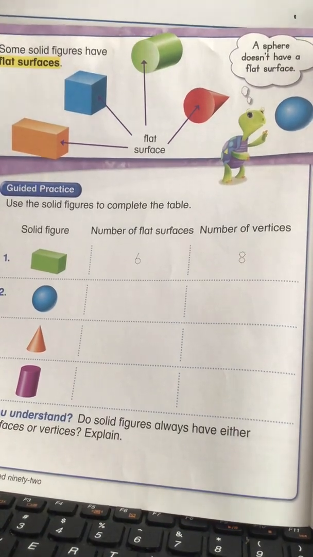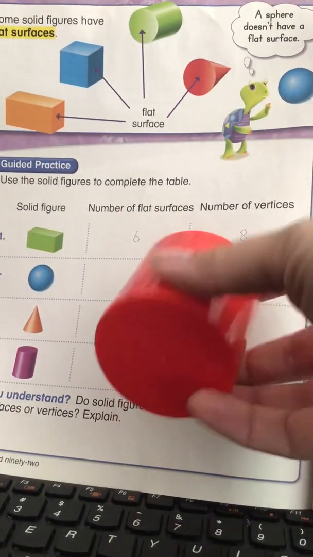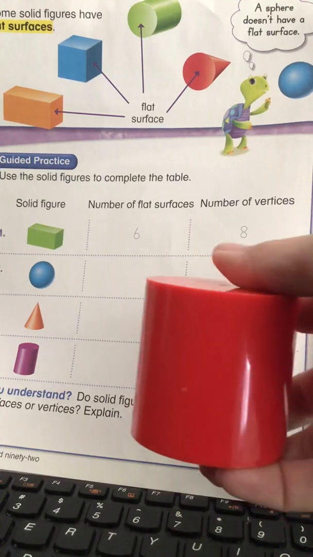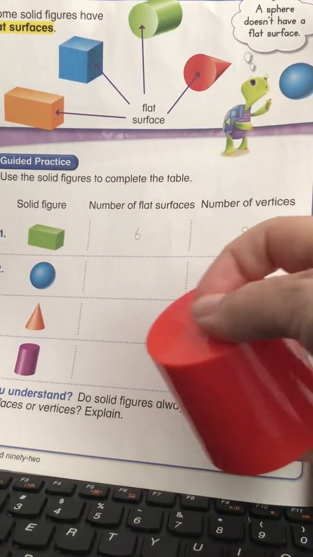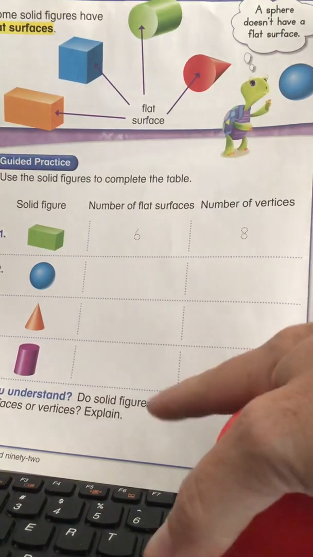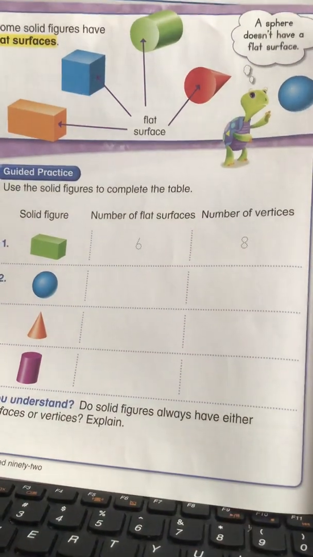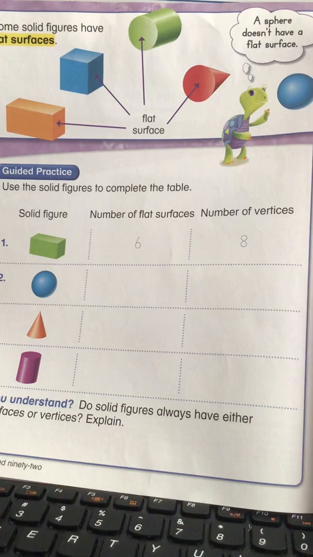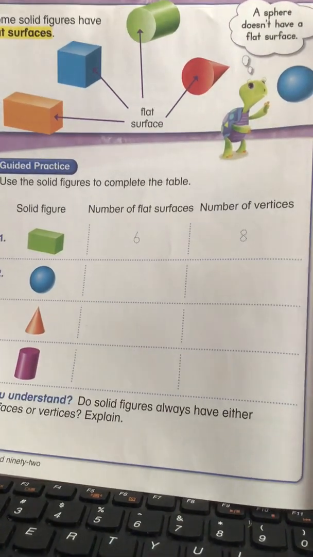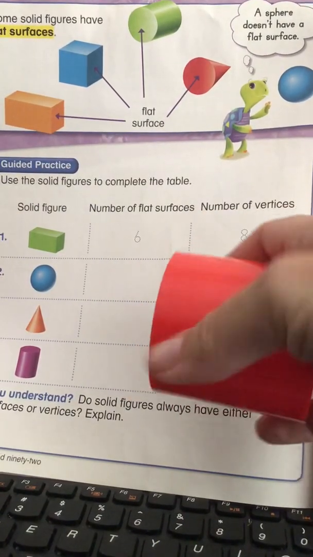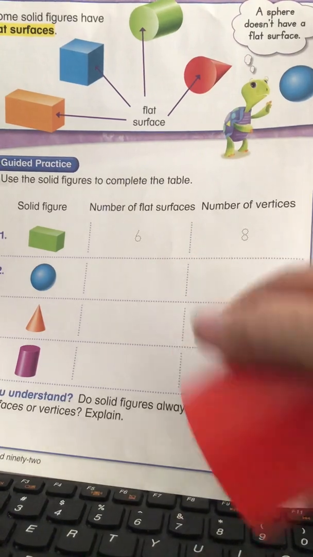And number 4 is the cylinder, just like we did on the front. How many flat surfaces? 1, 2. 1 at the top, 1 at the bottom. So write a 2 for flat surfaces. And how many vertices or pointed parts? 0.